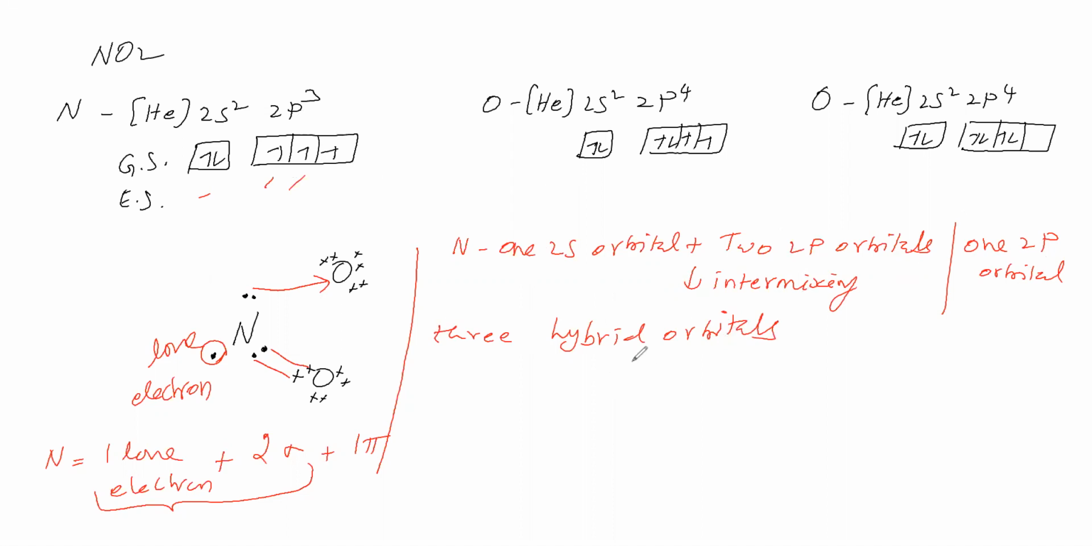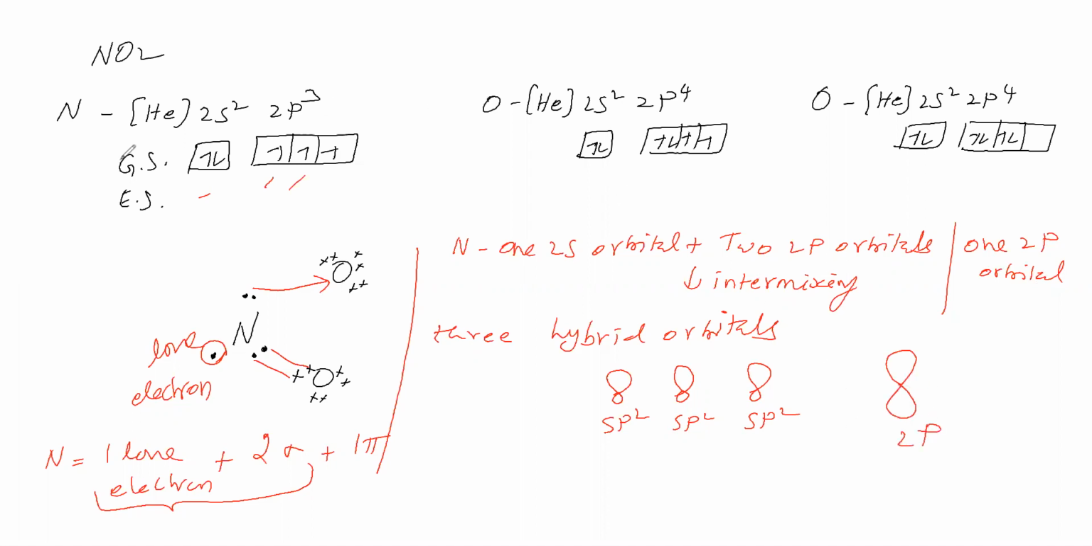Nitrogen is providing three hybrid orbitals. What are those? sp2 hybrid orbitals. This is one sp2 hybrid orbital, this is one sp2 hybrid orbital, this is one sp2 hybrid orbital. Then what about this? This is one 2p orbital, a pure 2p orbital.